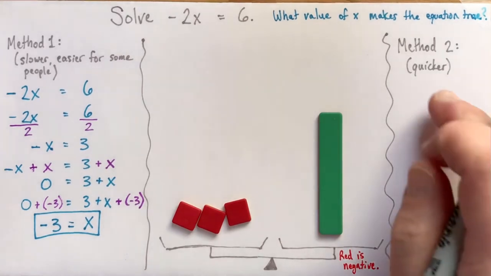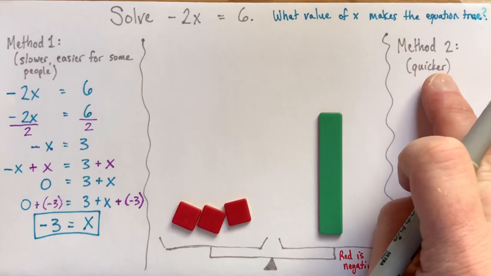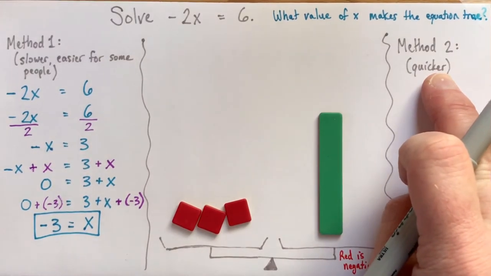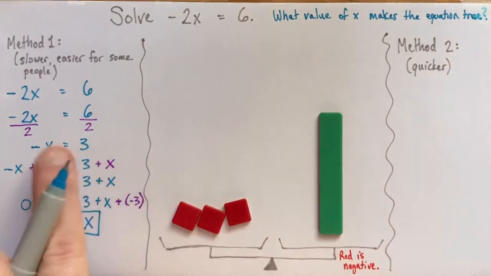Okay, I'm going to show you another method here, which is a little bit quicker. This method rests on you being comfortable dividing by negative numbers. So if you are, then you might really like this method. If you're not, you might prefer the first method here.